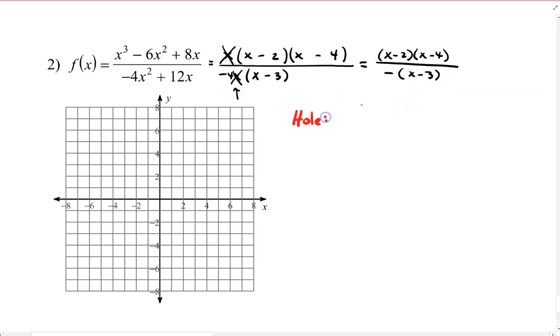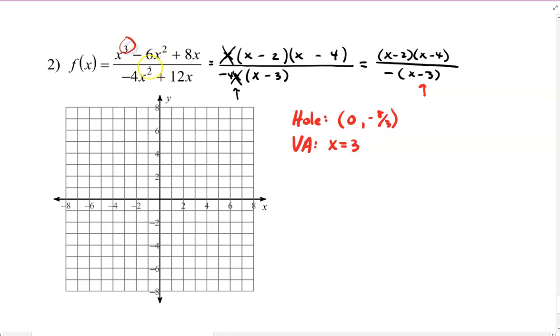There's a hole in the graph when x is equal to 0. Now, if I were to change x to 0, I'd have -2 times -4, which is -8, over -0 minus 3, which is -3. So that's -8 thirds. So we have a hole at -8 thirds. Because there's a non-removable discontinuity here, then I know that there's a vertical asymptote at x equals 3.